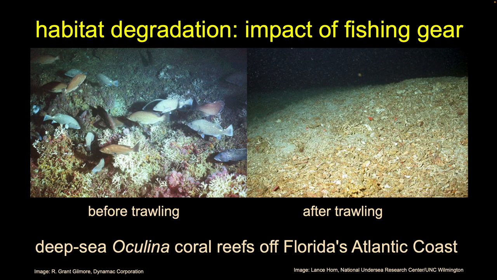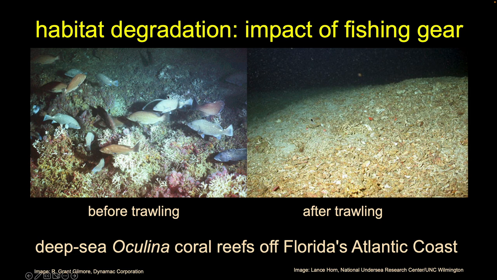What does that habitat degradation look like? These are some sites off of Florida. These are deep sea coral here. And we see a healthy site before we did anything, these Oculina reefs, with lots of big fish and little nooks and crannies where critters are in, all that kind of good stuff.